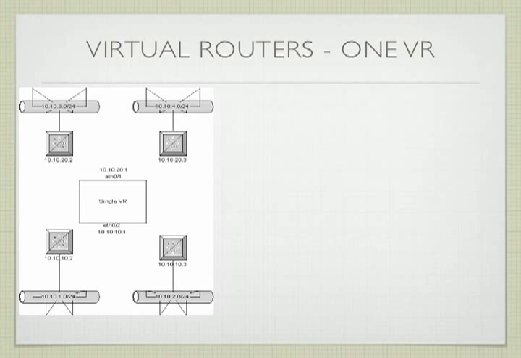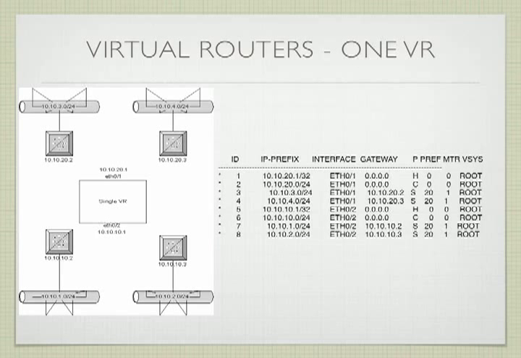And then behind each of those routers, we have additional subnets available. So we have the 10.10.3.0, 10.10.4.0, 10.10.1.0, and 10.10.2.0 behind each of these four routers. So let's take a look at how the routing table will look on a single VR in this type of network scenario.